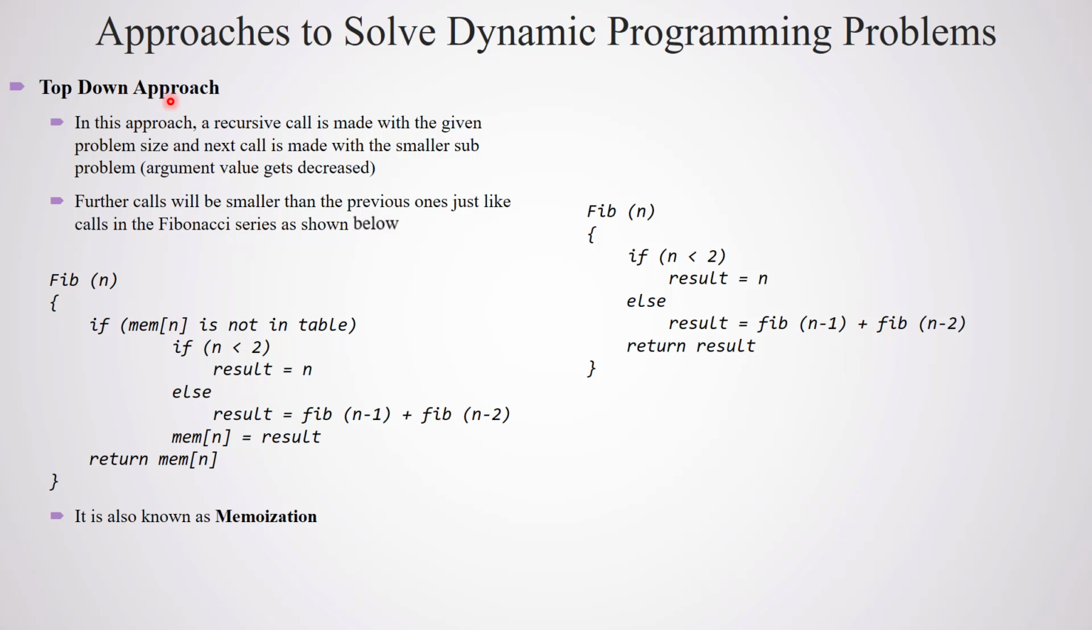This is the top-down approach because the first call is made on the largest subproblem. In the earlier example, fib of 6 is called first. It will call fib of 5, then fib of 4. The argument value gets decreased. Here it is n, here it is n minus 1, here it is n minus 2. Again, when these calls are expanded, the argument value will get decreased. So in the top-down approach, we are using recursive calls. It is also known as memoization.